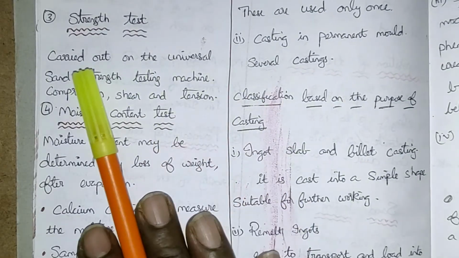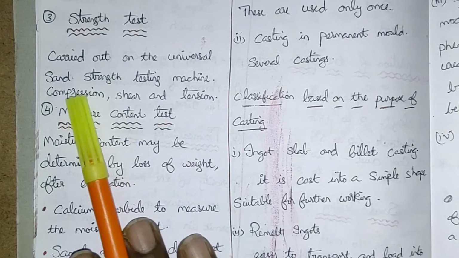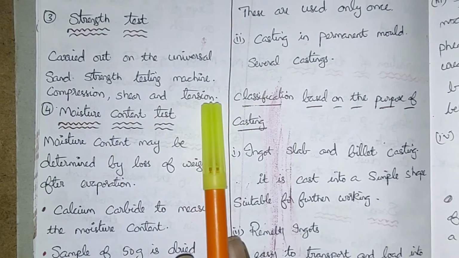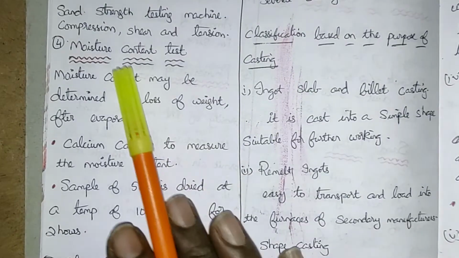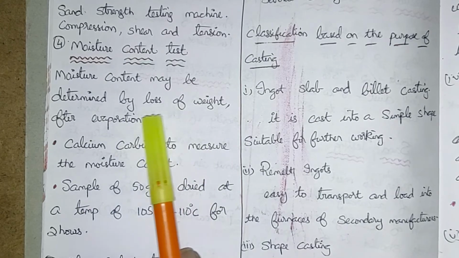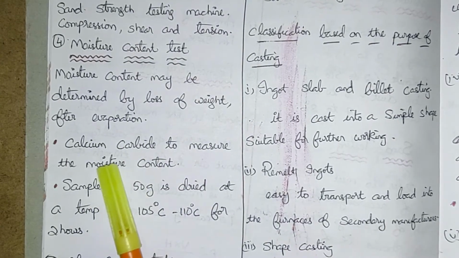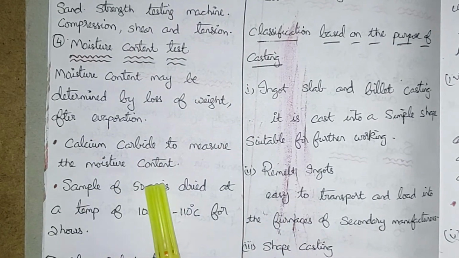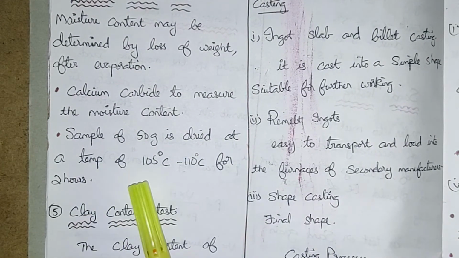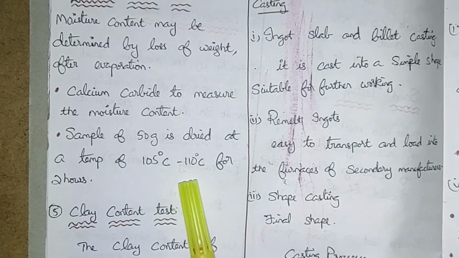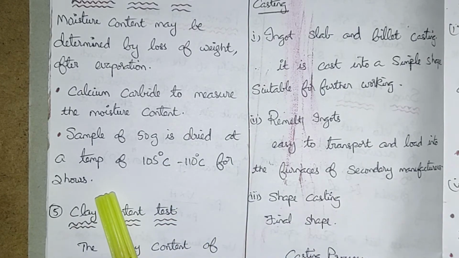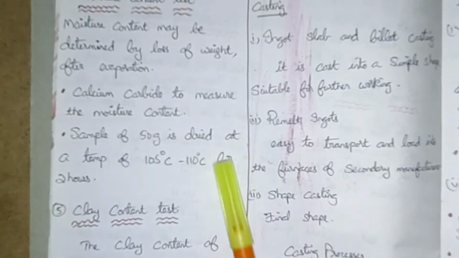Next is the strength test, carried out on the universal sand strength testing machine, for compression, shear and tension. Next, moisture content test. Moisture content may be determined by loss of weight after evaporation, or calcium carbide may be used to measure the moisture content. A sample of 50 grams is dried at a temperature of 105 to 110 degrees centigrade for 2 hours.